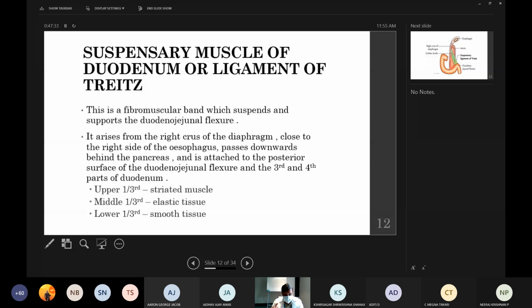This fibromuscular band is divided into three. The upper one third is striated muscle, meaning skeletal muscle. The middle one third is elastic tissue, and the lower one third is smooth muscle. Understand? So this is the suspensory ligament, which suspends the duodenojejunal flexure from the right crus of the diaphragm. This is a very important ligament. Because of this, the duodenum is fixed and does not have any movement.